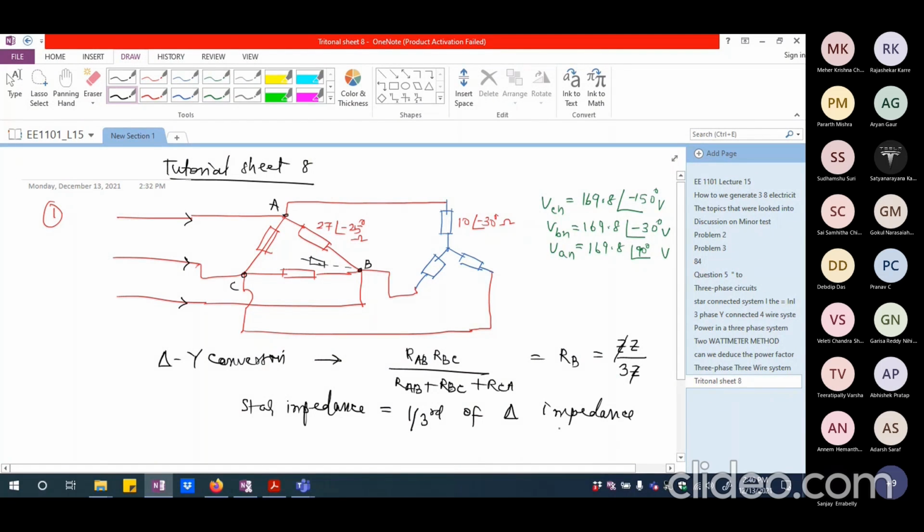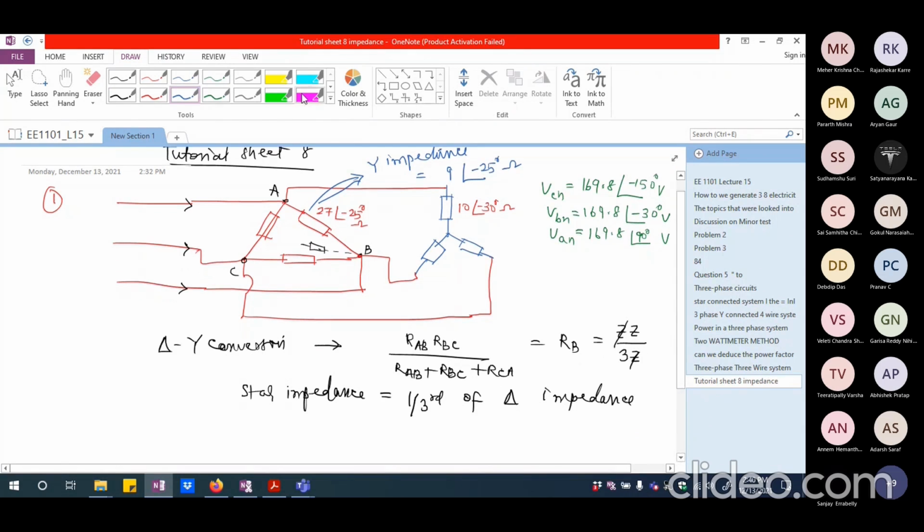So that's what I'm writing here. Compared to the delta impedance, the star impedance will be 1/3. So correspondingly, if I convert this into star, the star impedance in this particular case will be 27/3, which is 9 angle minus 25 degrees ohm. This is going to be the star impedance.